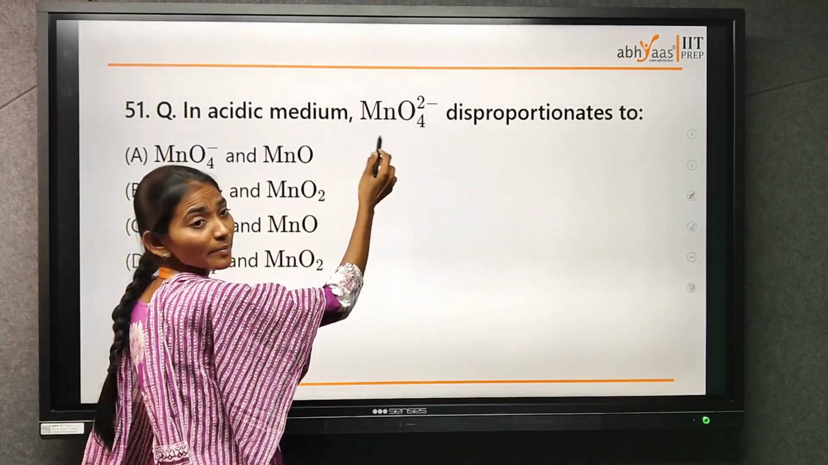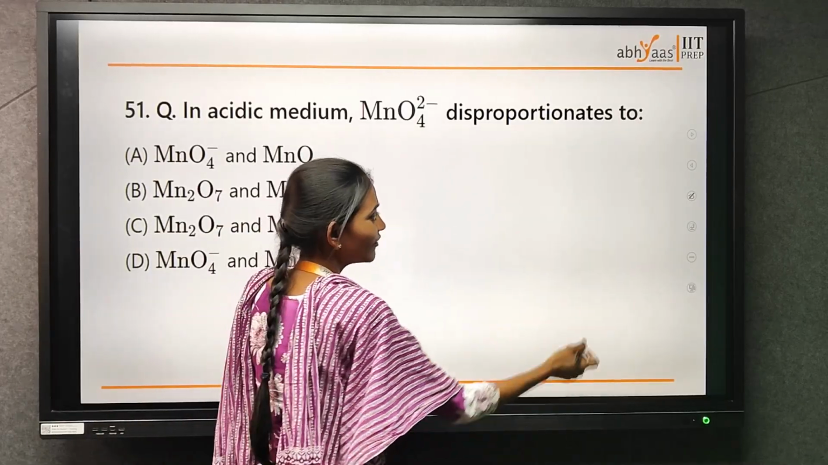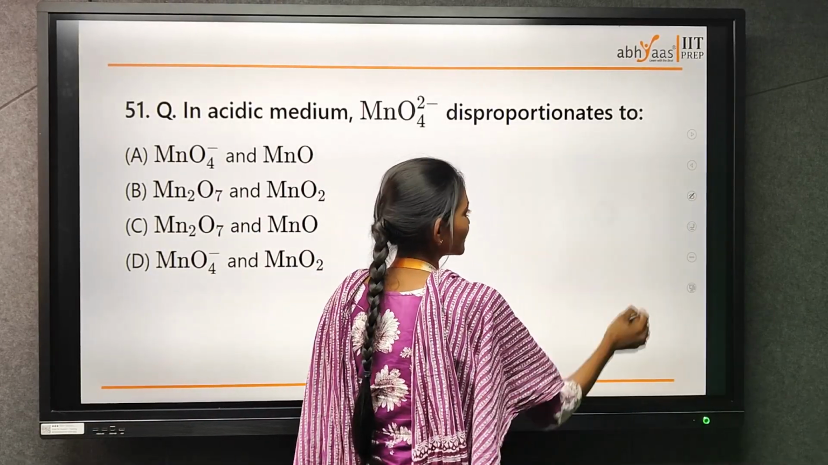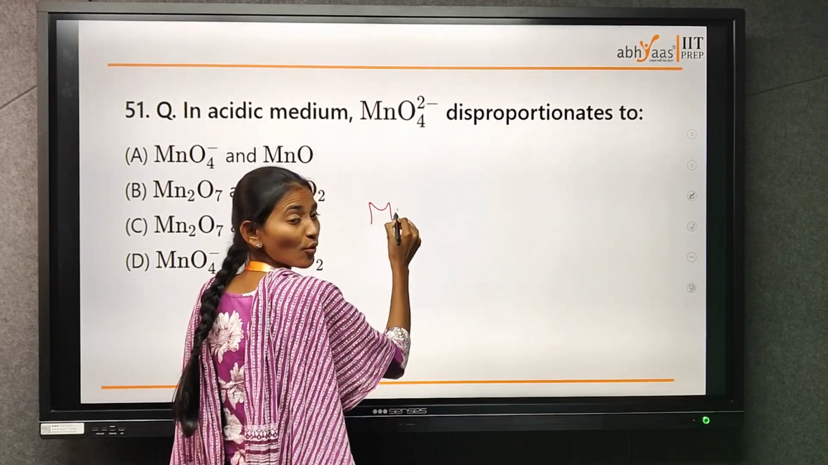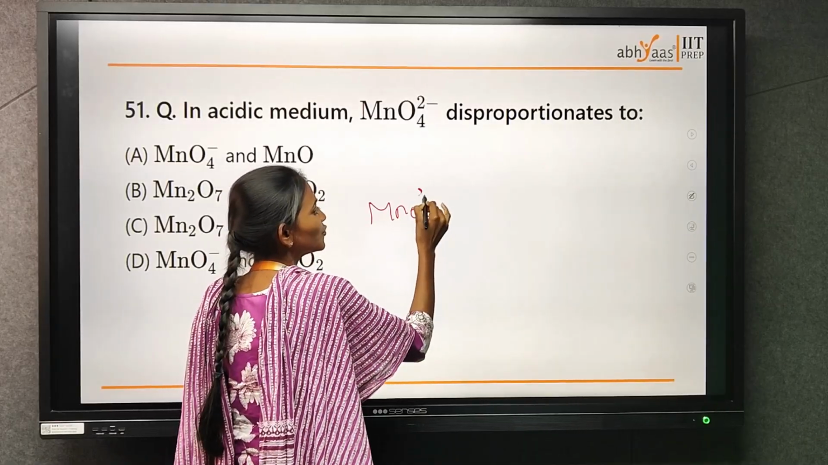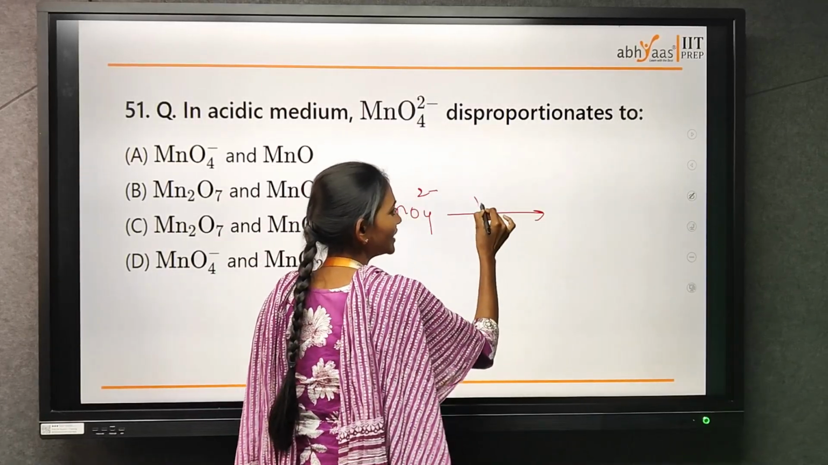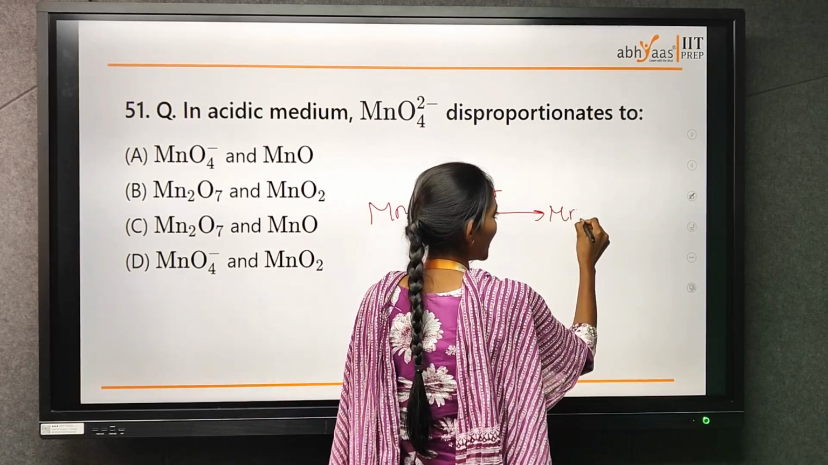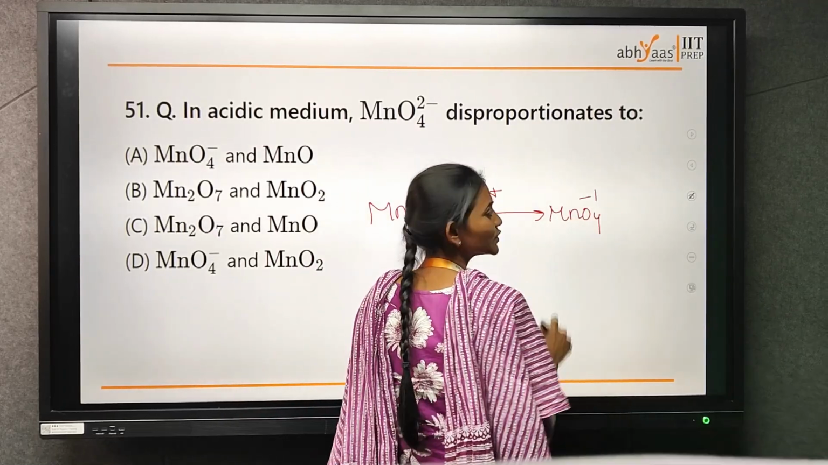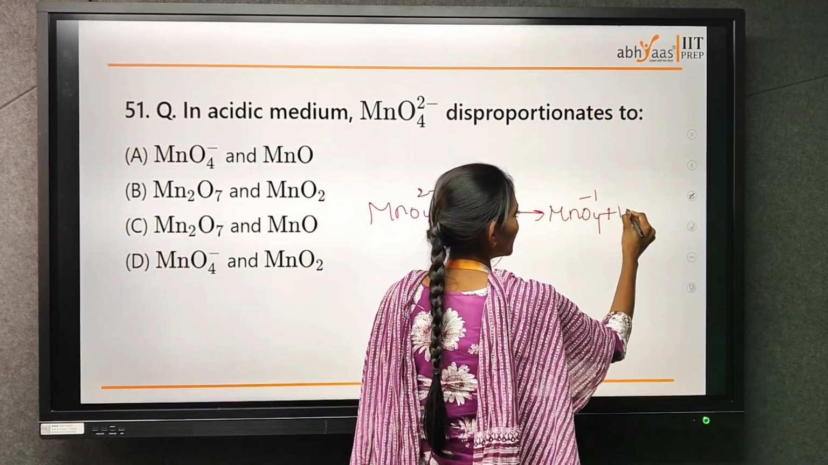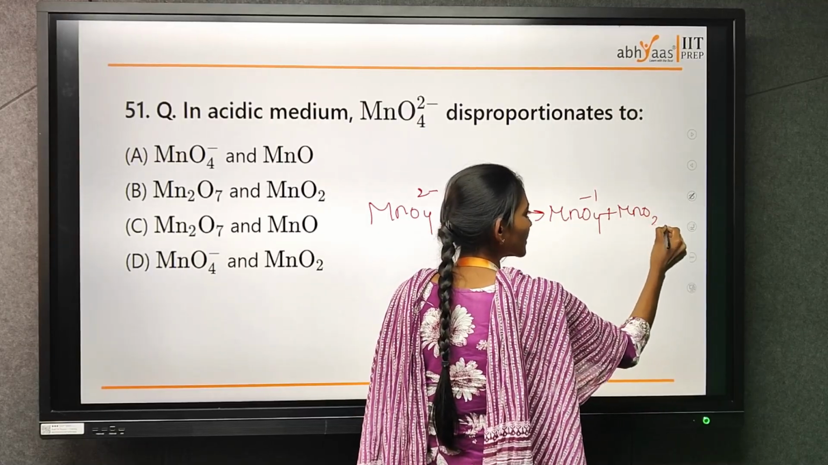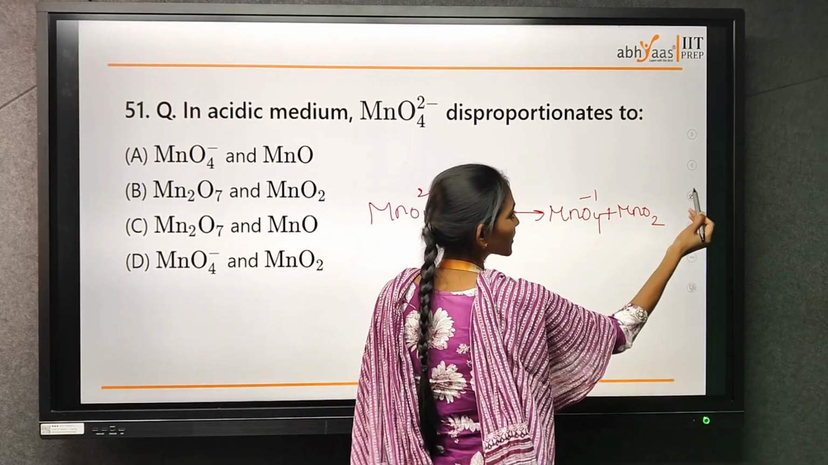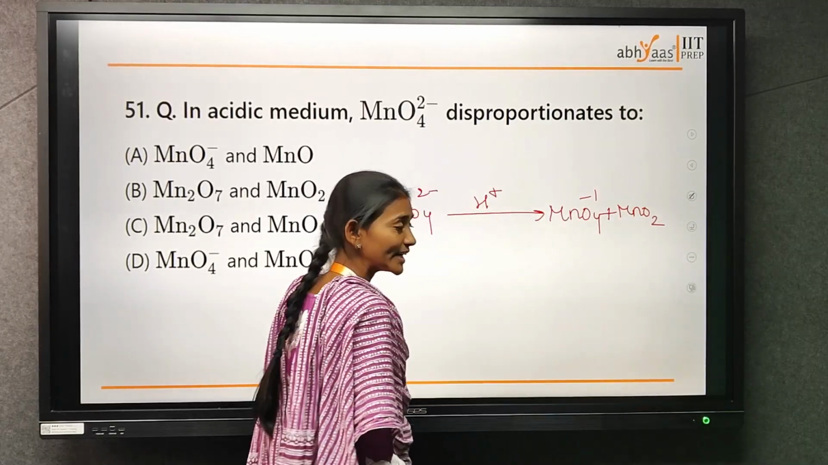In acidic medium, MnO4 2- disproportionation. While seeing the question itself, you know the answer here. MnO4 2-, in acidic medium, what is happening? It forms MnO4 minus 1 and MnO2. Which is getting oxidation and which is getting reduction?